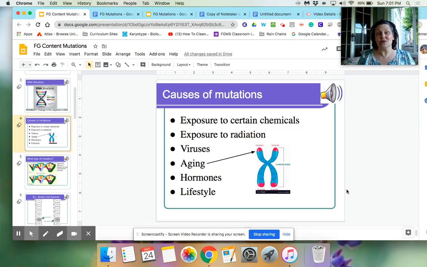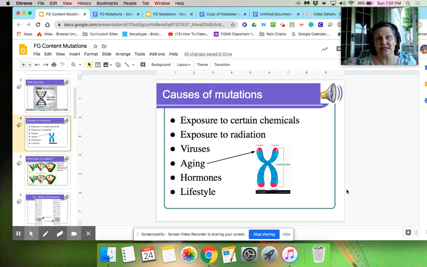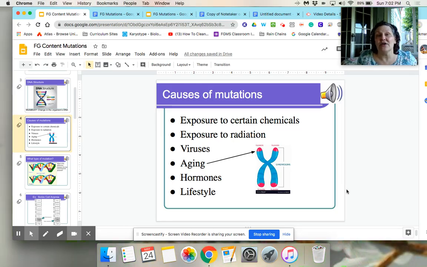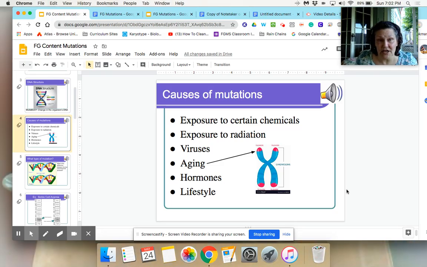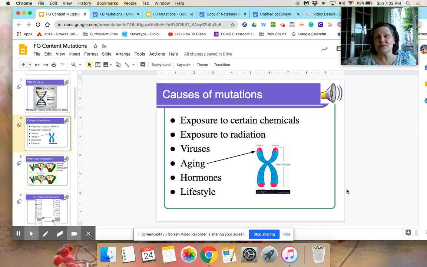Another one is lifestyle. Lifestyle is something you have control over, right? If you smoke, it makes sense that you have a higher risk of developing lung cancer. If you drink, you have a higher incidence of developing liver cancer, right? Because the liver cleans out the toxins, and there's a lot of toxic byproducts in alcohol. So if you are living a certain lifestyle, sometimes you have a higher risk of having mutations in your DNA because you're exposed to different things.